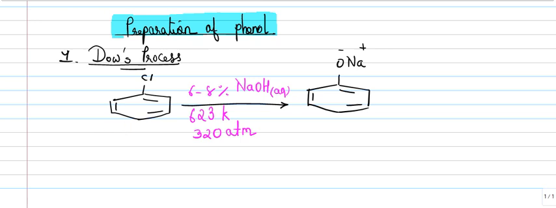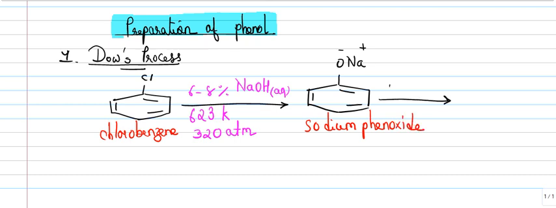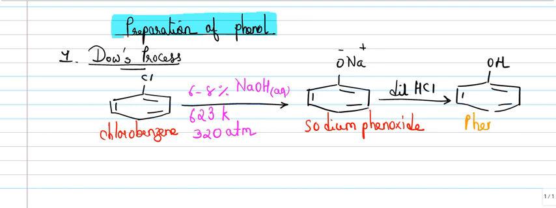Also, I may write this is chlorobenzene, this is sodium phenoxide, and this sodium phenoxide further gets acidified, so it's H plus, or dilute HCl you can write down directly. So that's dilute HCl, and it can give you phenol. So this is the first synthetic route of producing phenol, also a commercial process, known by the name of Dow's process.